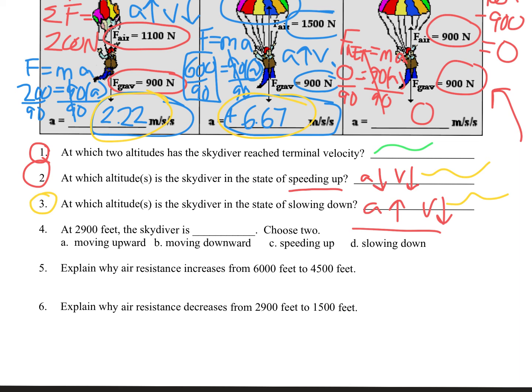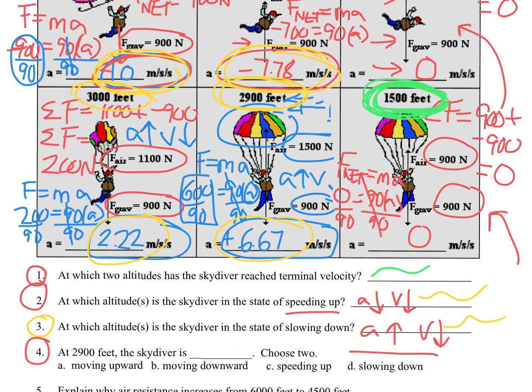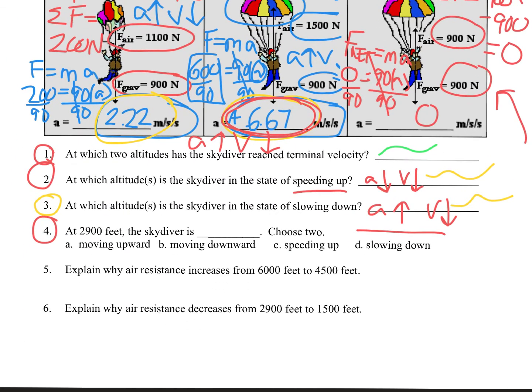All right, let's take a look at the next one. At 2,900 feet, the skydiver is blank. All right, let's look at 2,900 feet. 2,900 feet is right here. We have a positive acceleration, so acceleration is up. But don't forget, you're always falling, so velocity is down. So if acceleration and velocity are opposite each other, does that mean speeding up, slowing down, or staying at a constant velocity? And it would be slowing down.